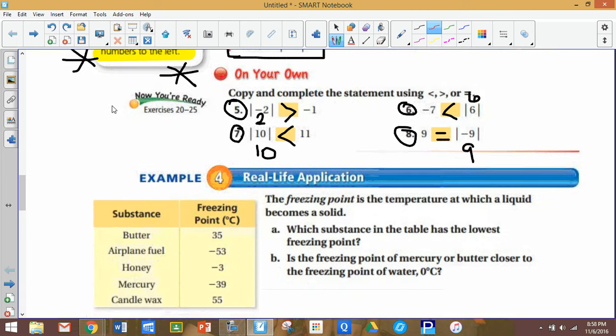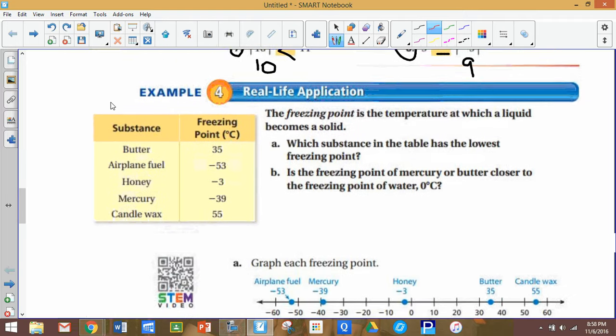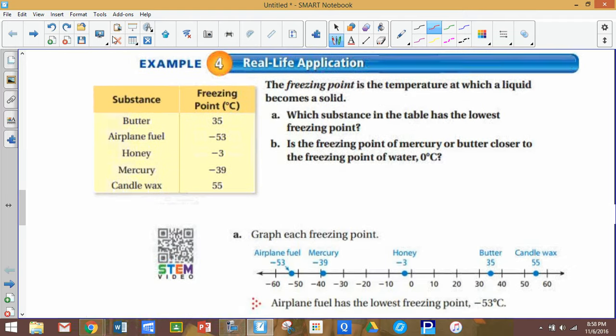If you got those right, you are doing a great job, and we can move on. If not, you should rewatch to figure out where you made your mistake. Okay, so now we're going to talk about a word problem, a real life problem, where you would use this.